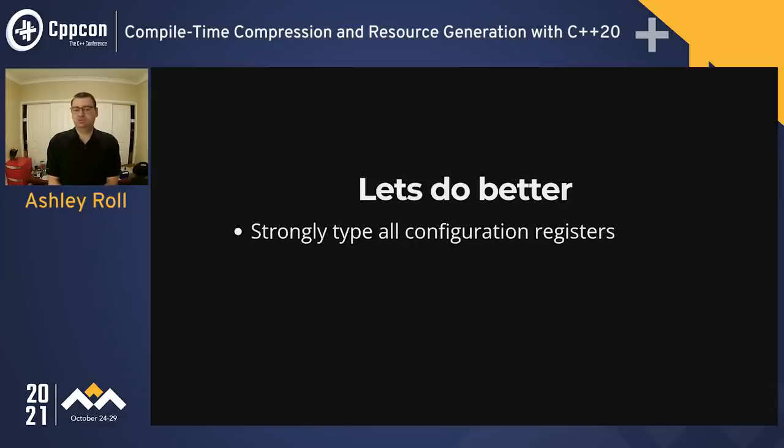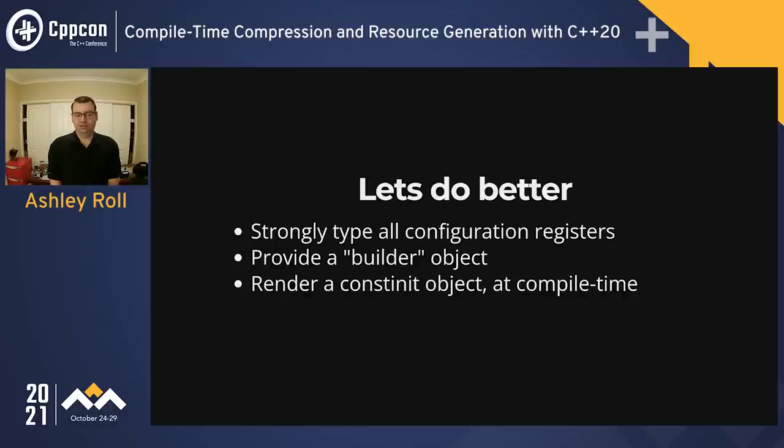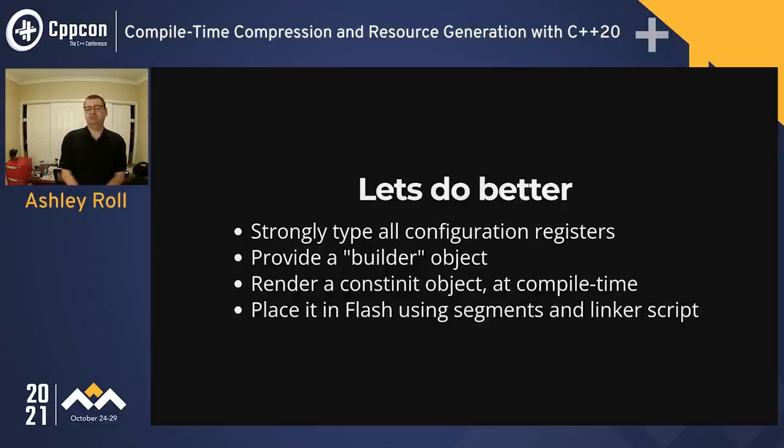If we strongly type all the configuration registers or build some type-based tooling around what values are correct, we can leverage C++ at compile time to determine whether those settings make sense. We can provide a builder object to help us put together that configuration, or in fact, provide a series of useful defaults. And then at compile time, we render it to a const initted object, and we place it in Flash using segments and the linker script. And this was lots of fun.